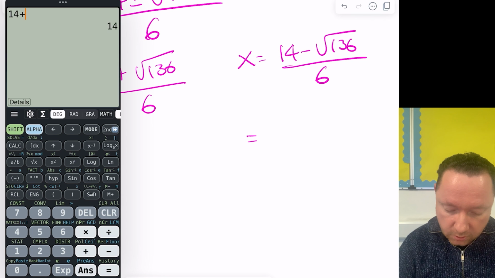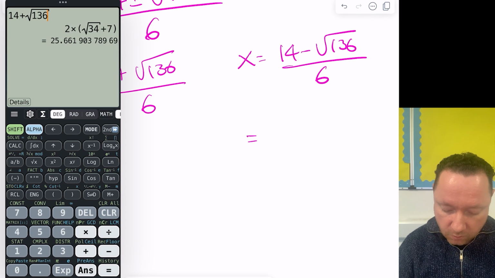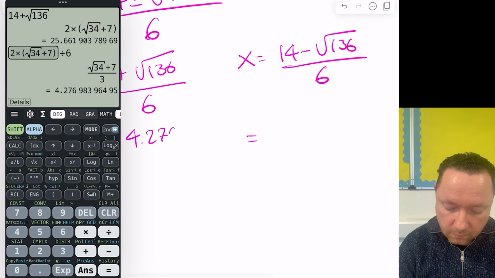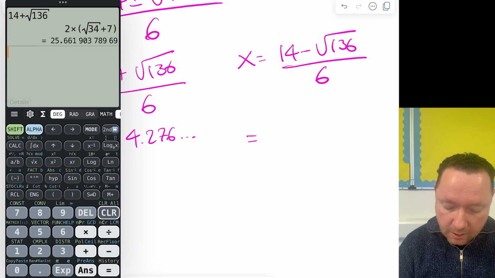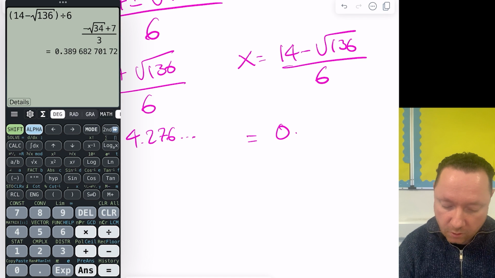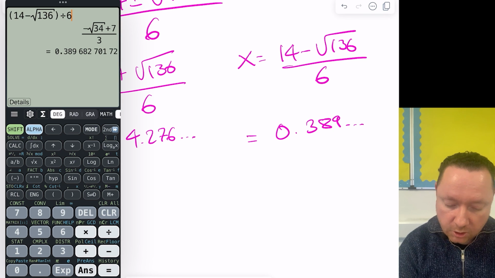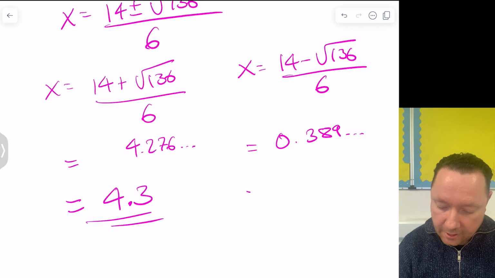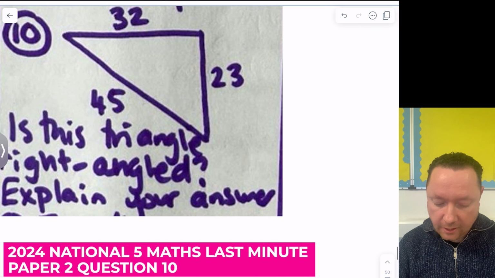14 plus root 136 equals that, divided by 6, 4.2769. I just put dot dot dot there. And then 14 minus root 136 divided by 6 is 0.389 and a bunch of other numbers. And then to 1 decimal place, that's 4.3. And that one is 0.4. And we're done there.